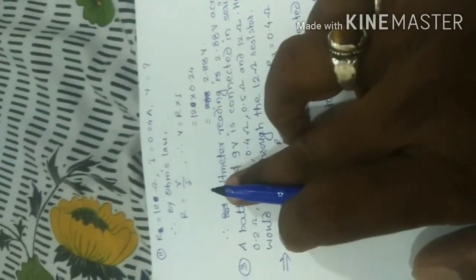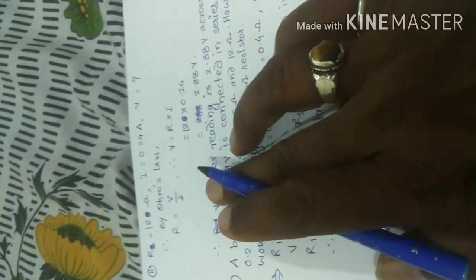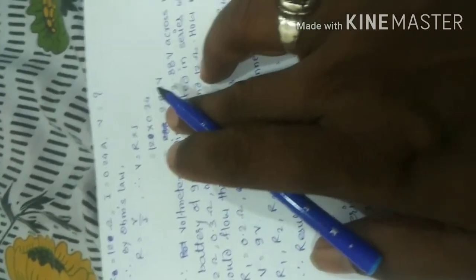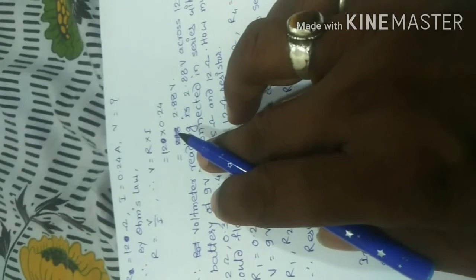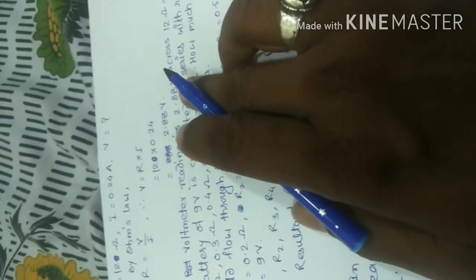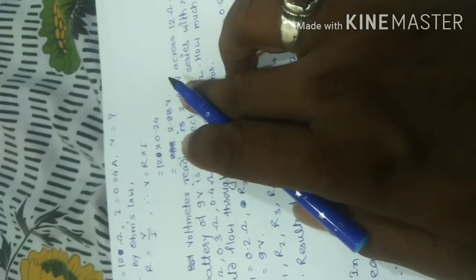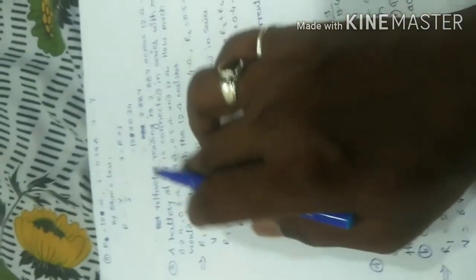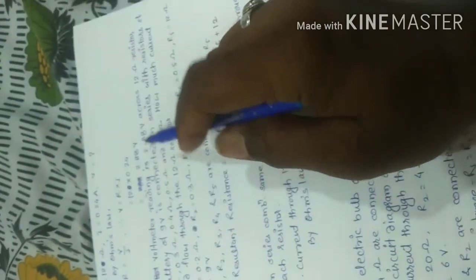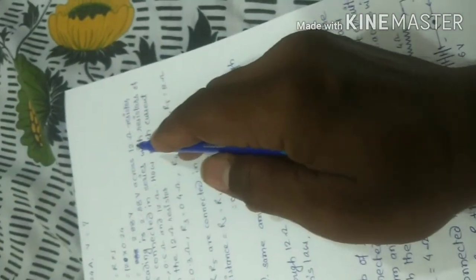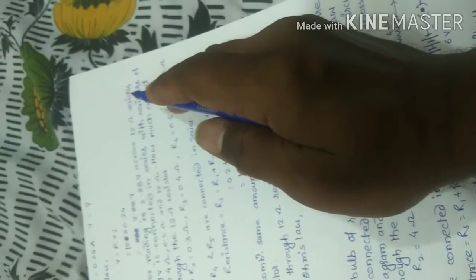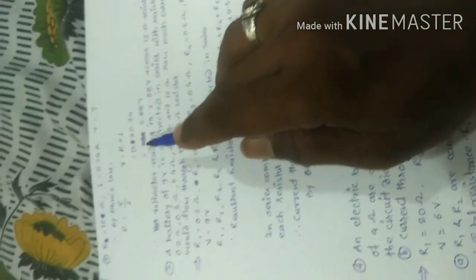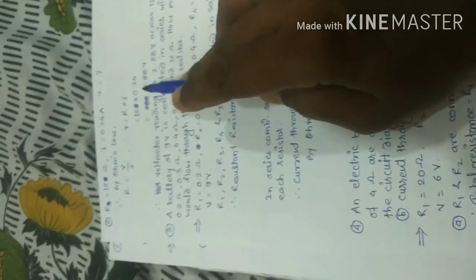By Ohm's law, R equals V by I, so V equals R into I. 12 into 0.24, what do we get? 2.88 volt. Understood, student? So the voltmeter reading is 2.88 volt across the 12 ohm resistor. Hope you understand how to use the formulas. Clear, student?